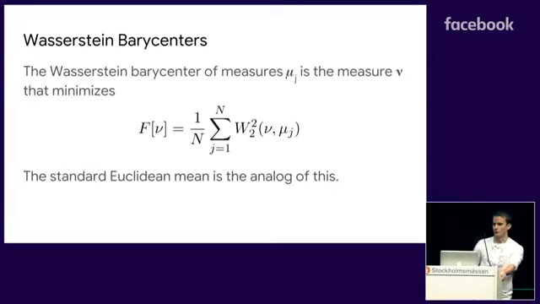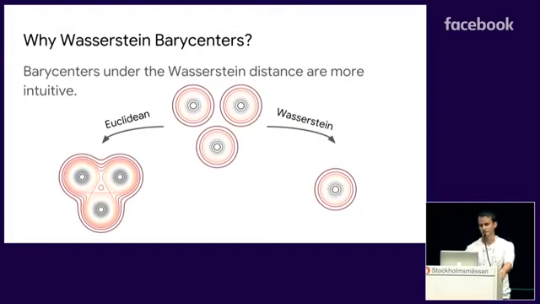So what can be used to solve this problem is what's known as the Wasserstein barycenter, which is just the barycenter with respect to the Wasserstein distance. The way to think about this is that the analog of that equation in Euclidean space is just the standard mean. If you replace W2 squared there with squared Euclidean distance, what you recover at the end is the standard Euclidean mean.